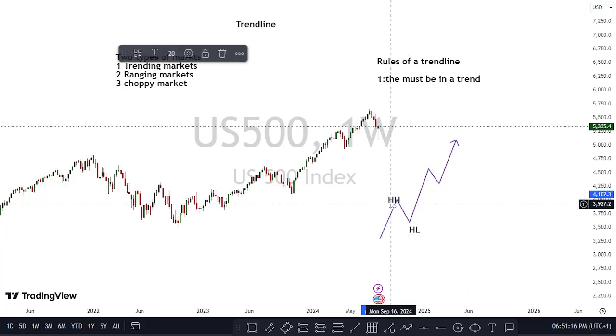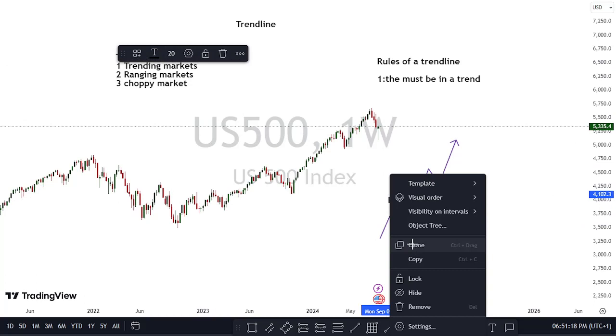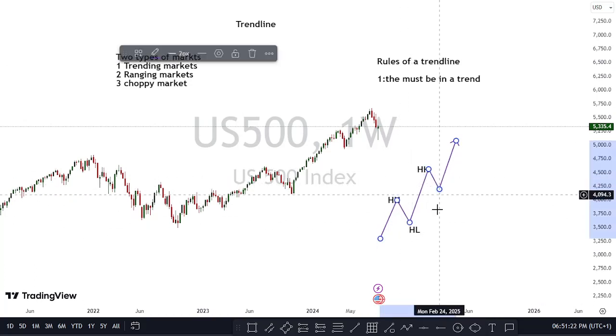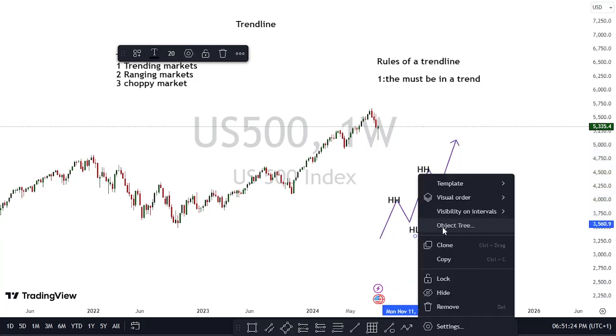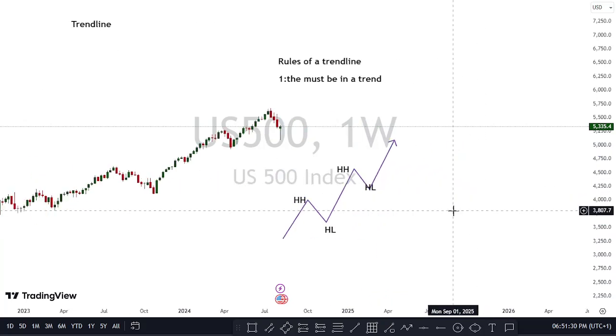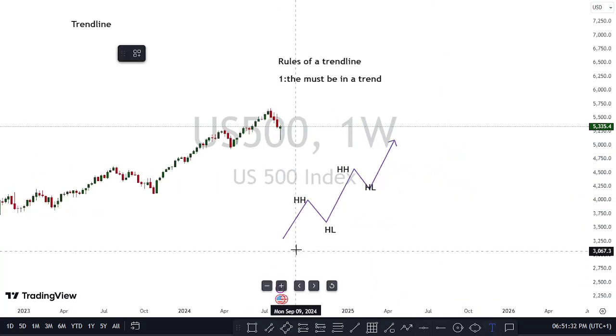we're just gonna clone it. This is another higher high, and this is another clone. This is another higher low. All right, so that is the ability of an uptrend market. Let me put it there. Uptrend market.